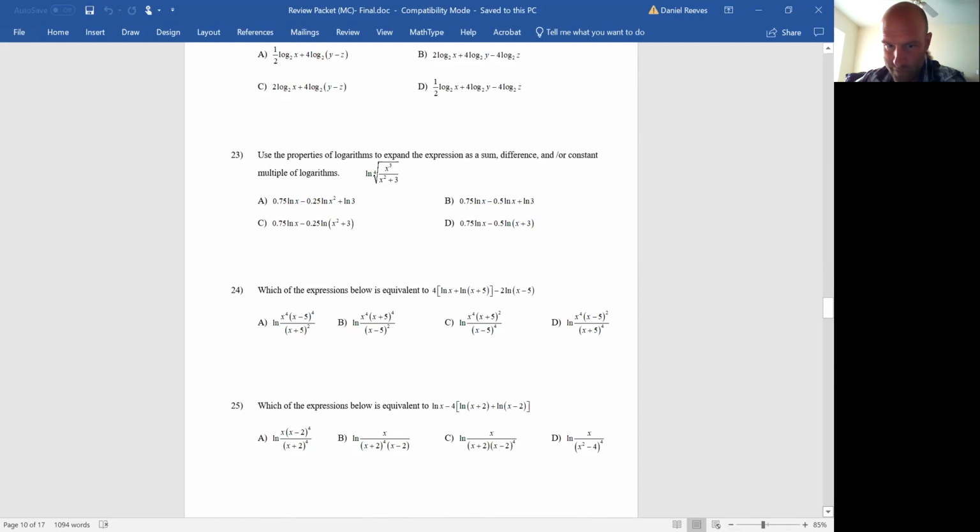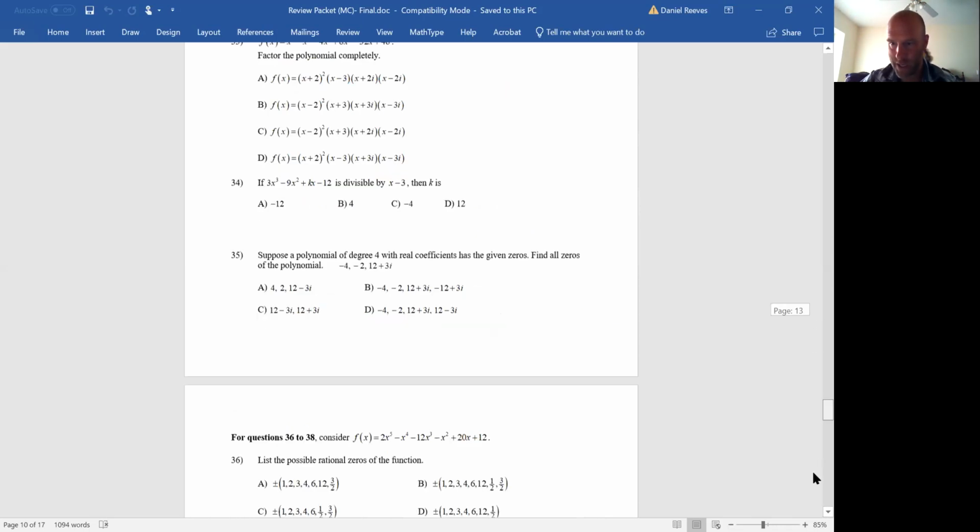And finally, 25, which of the following is equivalent to this thing? So on the top, I should have natural log of, and on the top, I should have an x, and on the bottom, I should have an x plus 2 times x minus 2 to the fourth, but x plus 2 times x minus 2 is x squared minus 4. So I think I'm looking at D as the answer there.